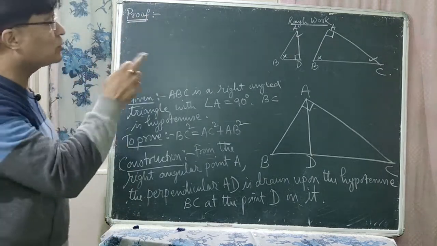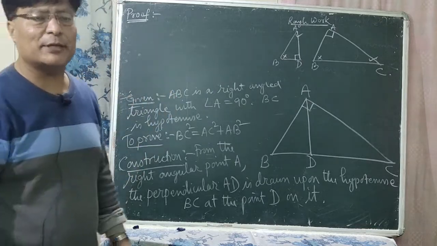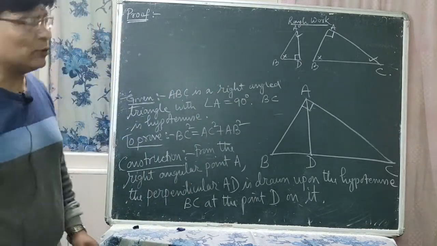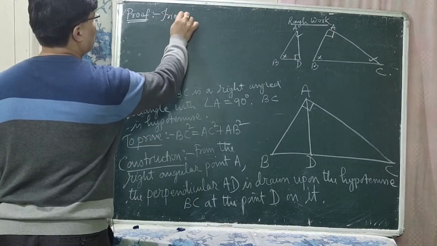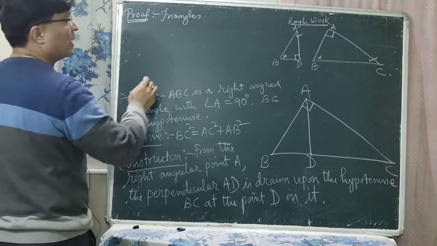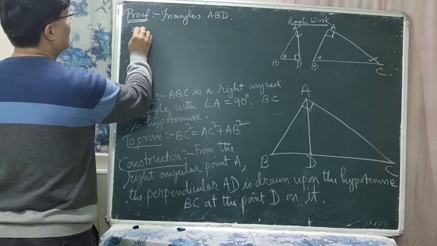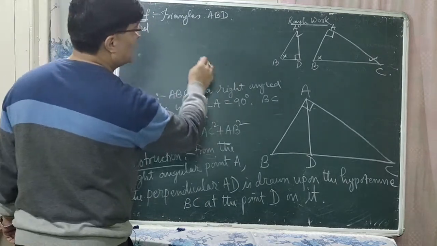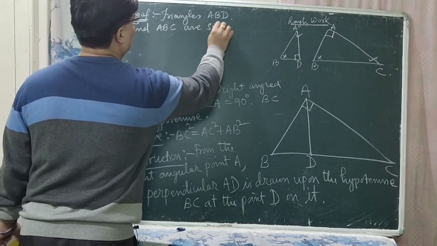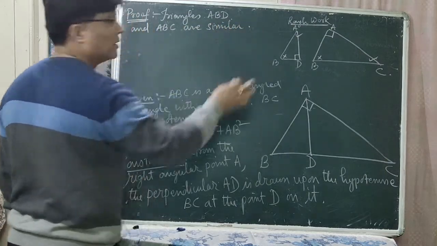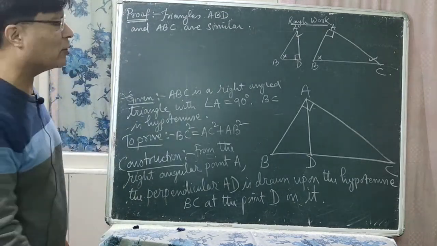Now we are taking these two triangles. So we have seen here that these two triangles are similar because their corresponding angles are equal. So you have to write here triangles ABD and ABC are similar. I just told you that if two triangles are similar, then their corresponding sides are also proportional.